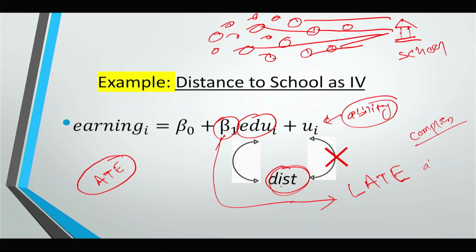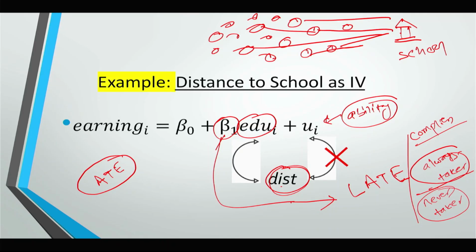If there are always-takers or never-takers, there are three categories. So it won't consider the always-takers and never-takers. That's why it only cares about compliers, and that's why it is not the average treatment effect. It is only the local average treatment effect.